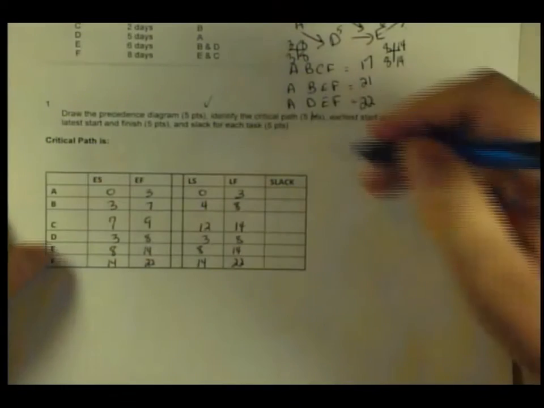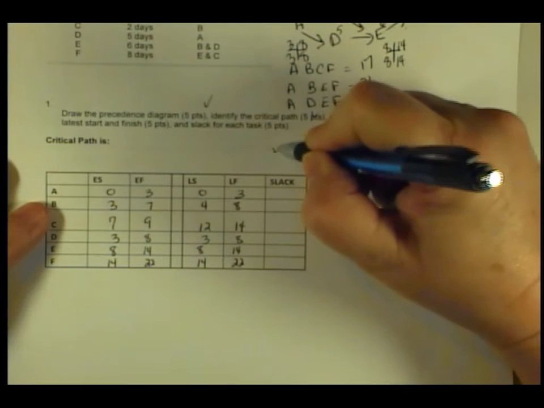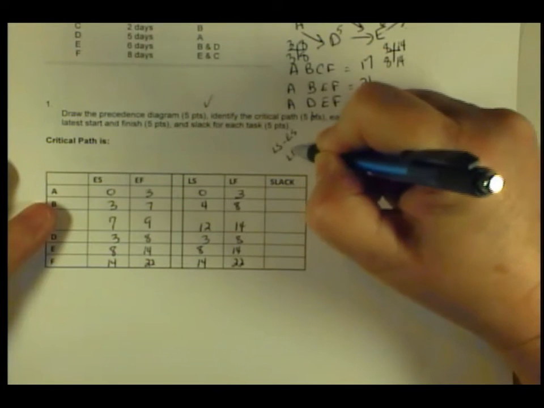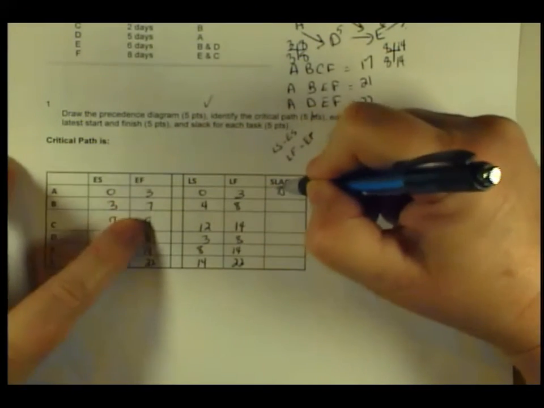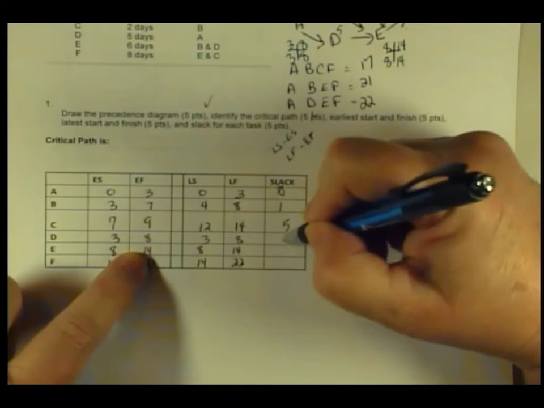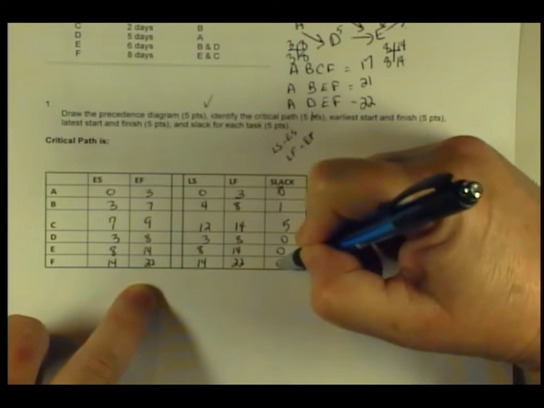And so my slack time can either be latest start minus earliest start, or latest finish minus earliest finish. So 3 minus 3 is 0, 8 minus 7 is 1, 14 minus 9 is 5, 8 minus 8 is 0, 14 minus 14 is 0. 22 minus 22 is 0.